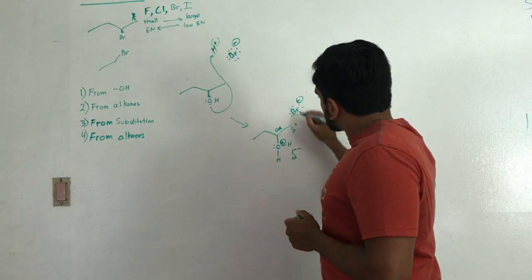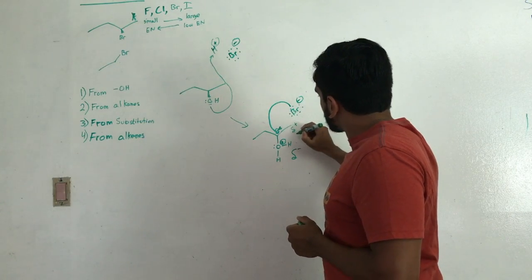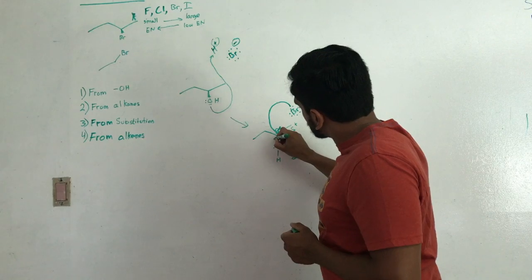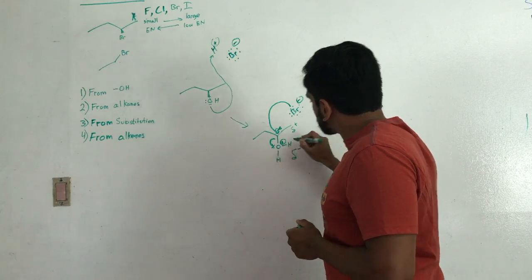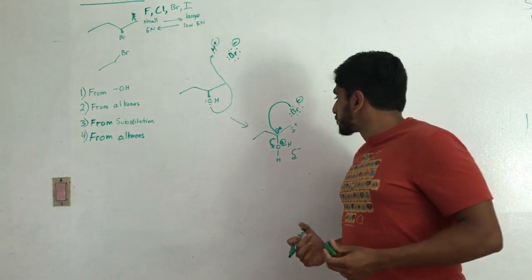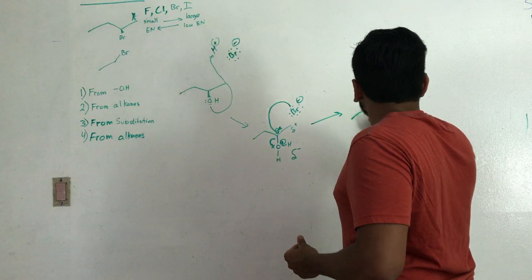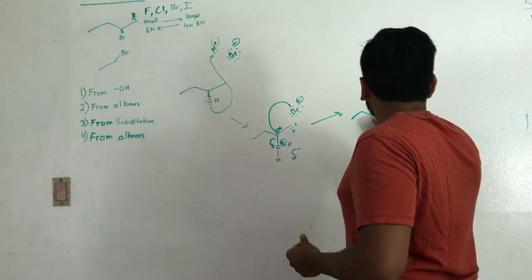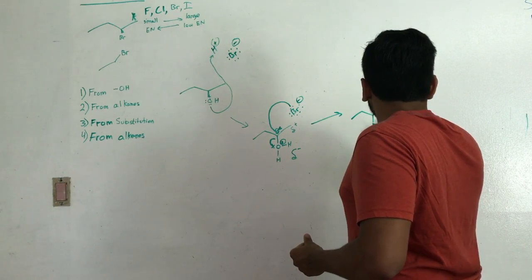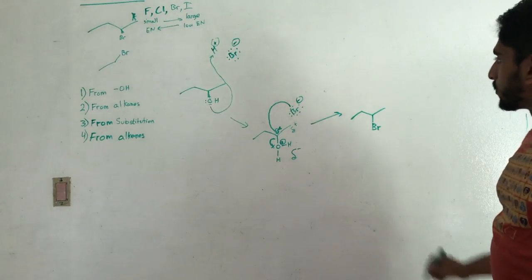So what's going to happen is the bromine is going to come in and attack here and form a bond. These electrons are going to come back and resolve the positive charge on the oxygen, because oxygen itself really does not like to be positively charged. So what you end up with is this. And as you can see, that's our target molecule.